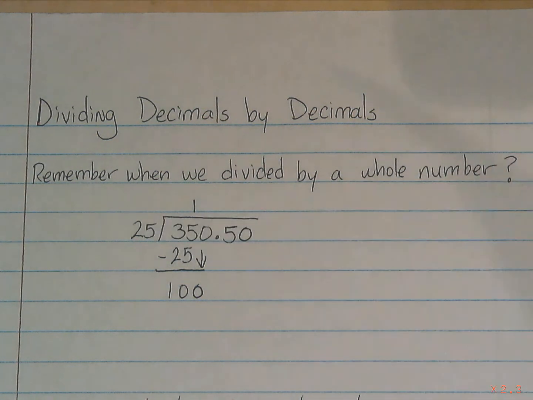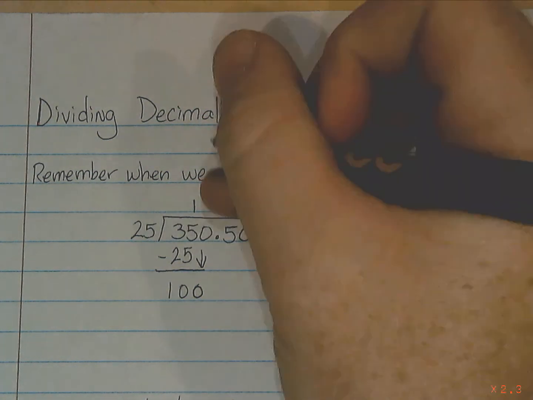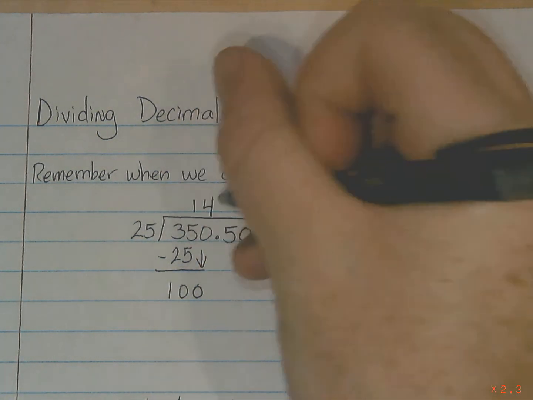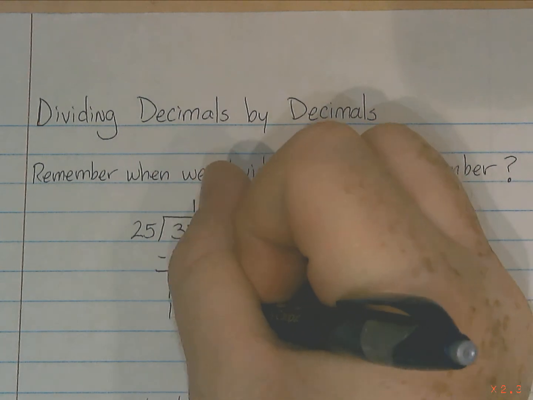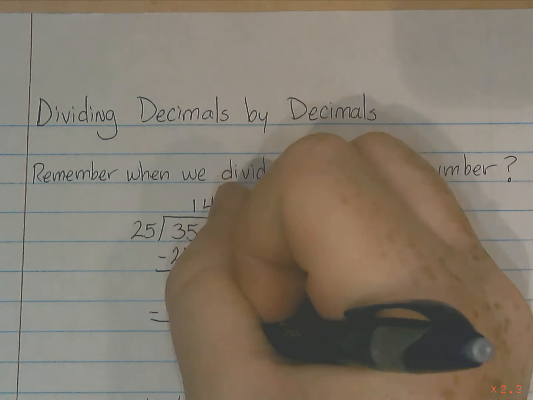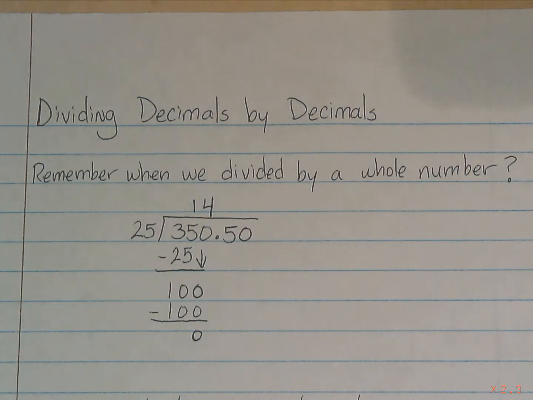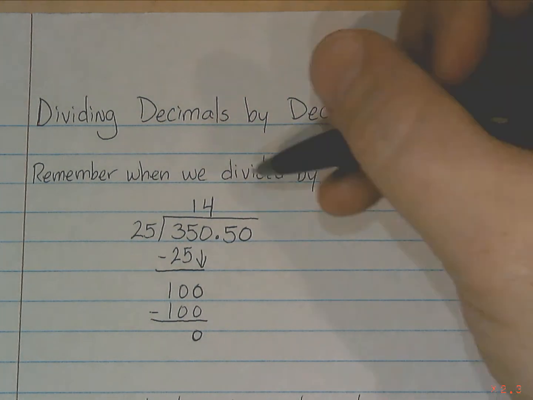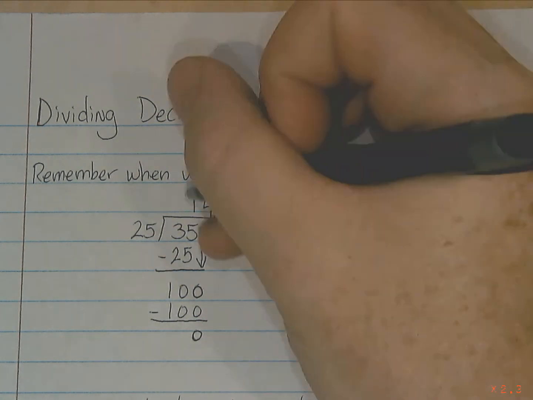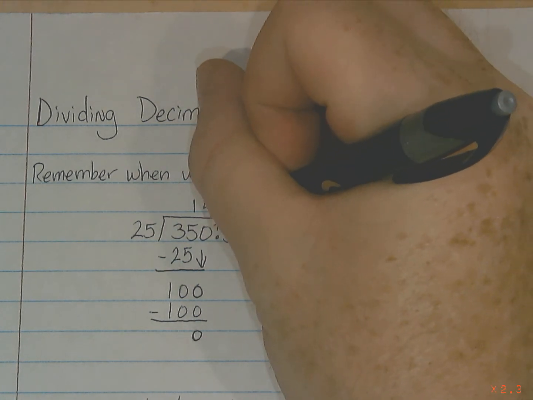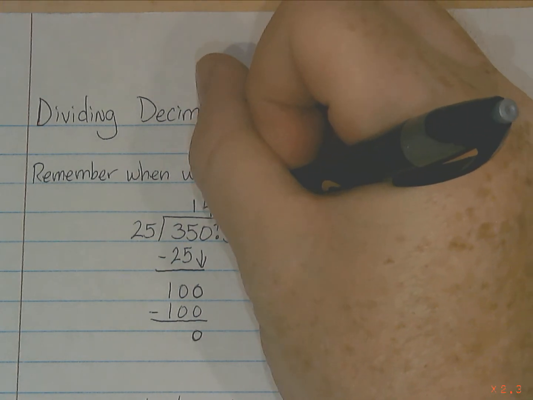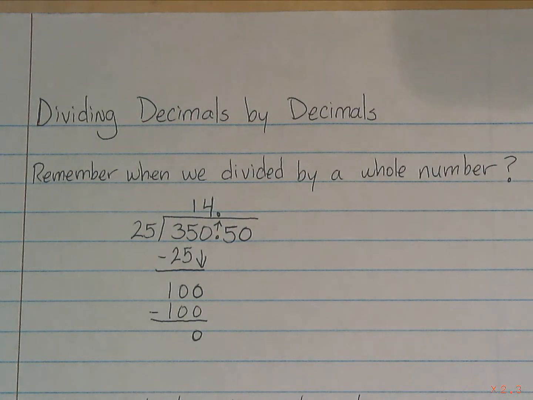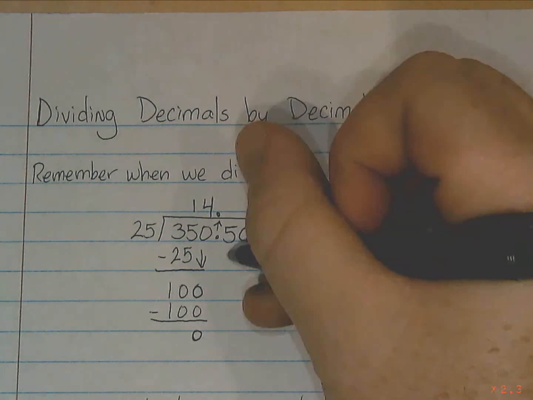Can 25 go into 100? Absolutely. You can go in 4 times. 4 times 25 is 100, and 100 minus 100 is 0. Now at this point, if you recall, the best thing to do next is bring up your decimal so you don't forget it. So you're going to write this just above here in our quotient, in our answer. And then we're going to bring down the 5.